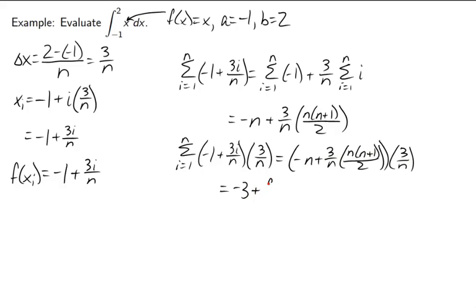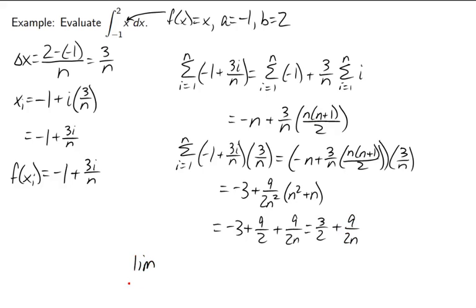3 over n times 3 over n is 9 over, I'll even write over 2n squared because there's a 2 in the denominator. And then we get n times n plus 1 is n squared plus n. So one more step, we get negative 3 plus, distributing this I get 9 halves, and distributing it to the n I get 9 over 2n. So I get, let's see, 3 is 6 over 2, so I get 3 halves plus 9 over 2n. The final step is take the limit as n goes to infinity of this.